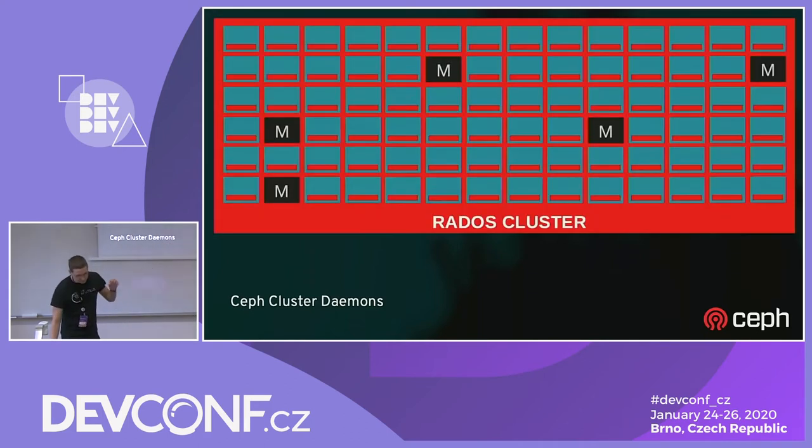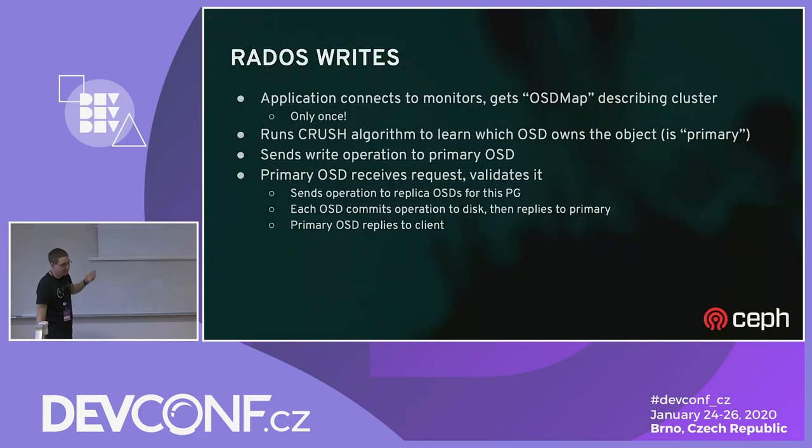to talk about today. A typical Ceph cluster, this says RADOS because that is the object store that is built of the monitors and the OSDs. It stands for Reliable Autonomic Distributed Object Store. A RADOS cluster will usually be composed of either three or five monitors and tens to thousands of OSDs, object storage devices. When you perform a write in RADOS, you have an application that runs the libceph client library or whatever. It connects to the monitors and becomes a client member of the cluster and gets an OSD map describing what the cluster looks like.